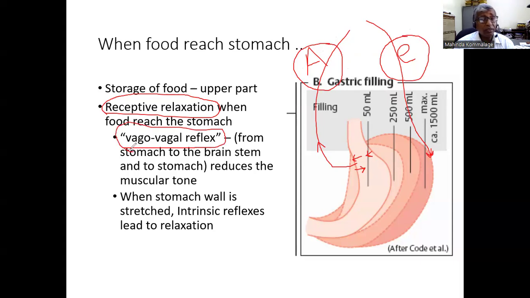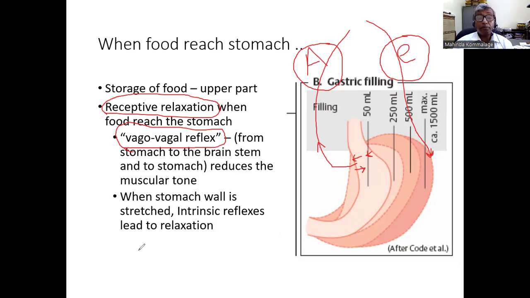This is also a vagovagal reflex. In the discussion about secretion, I also explained the vagovagal reflex, right? When the food touches the stomach, in the gastric phase, under the gastric influence, I explained the vagovagal reflex for the secretion of gastric juice. And here, the relaxation of the stomach is also a vagovagal reflex. And you will learn some other places with a vagovagal reflex. For example, the contraction of the gallbladder also acts as a vagovagal reflex, right?